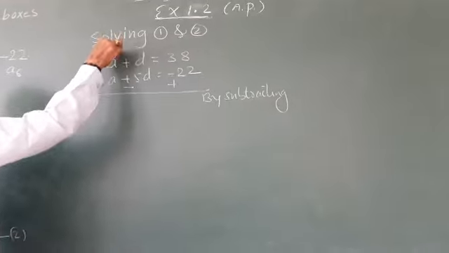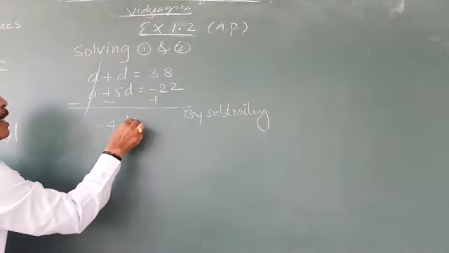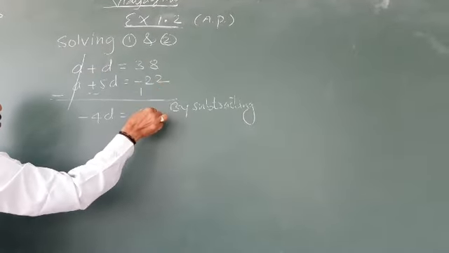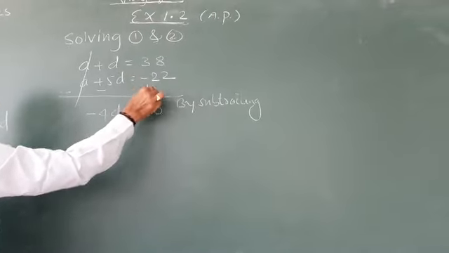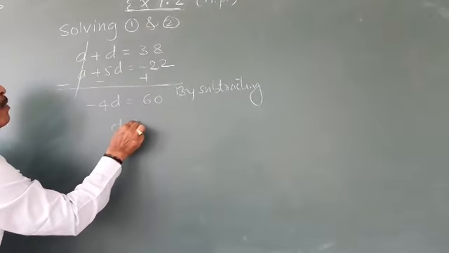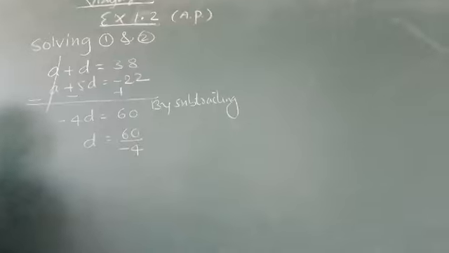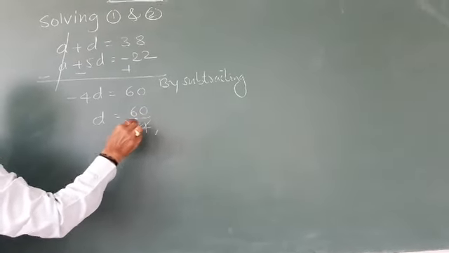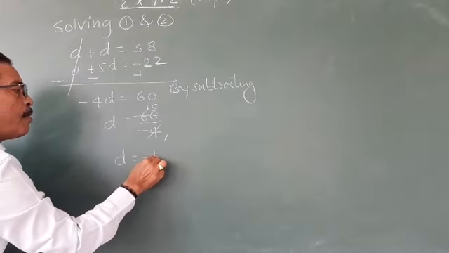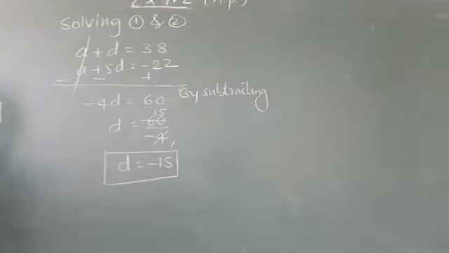See, a minus a gets cancelled, that is minus 4d equals 60. Therefore, d equals 60 divided by minus 4. Therefore, 4 fifteens are 60. d equals minus 15. d equals minus 15.